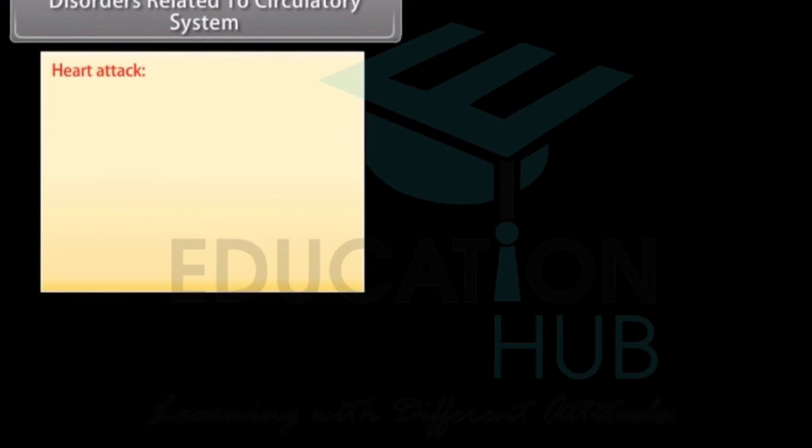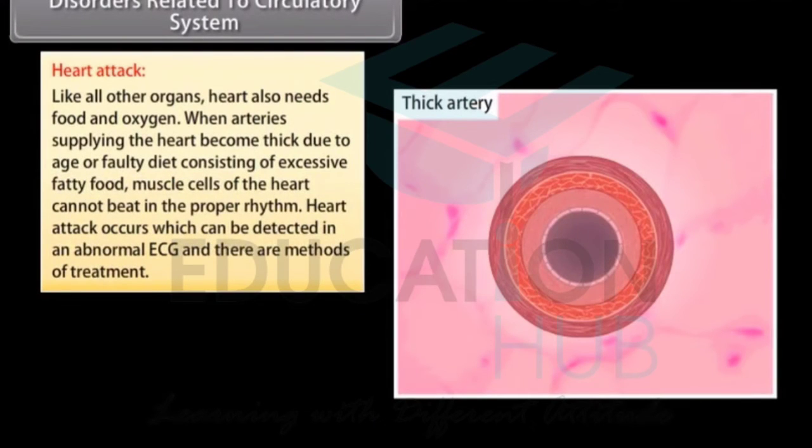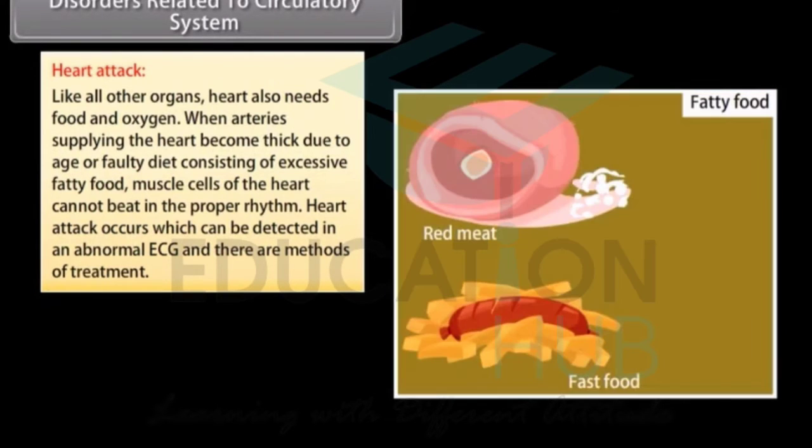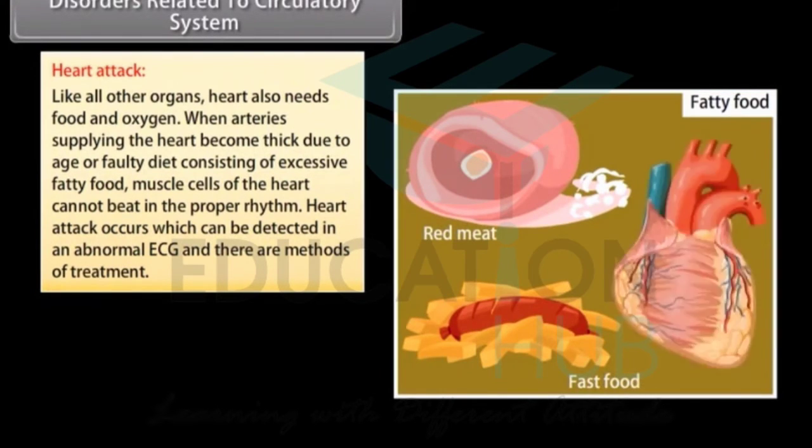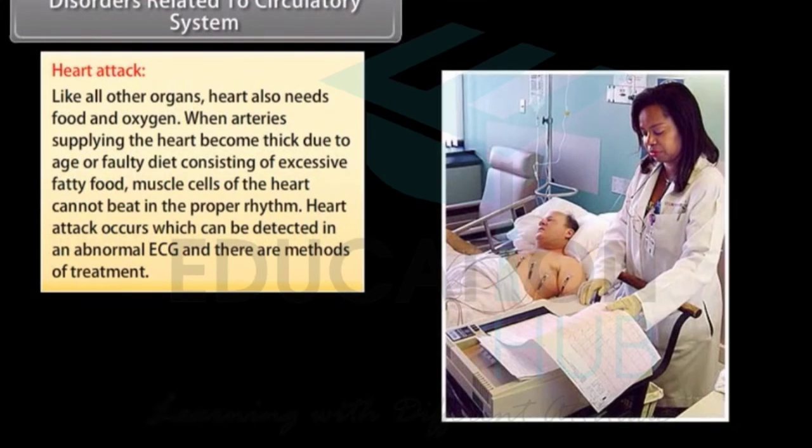Heart attack. Like all other organs, the heart also needs food and oxygen. When arteries supplying the heart become thick due to age or faulty diet consisting of excessive fatty food, muscle cells of the heart cannot beat in the proper rhythm. Heart attack occurs, which can be detected in an abnormal ECG, and there are methods of treatment.